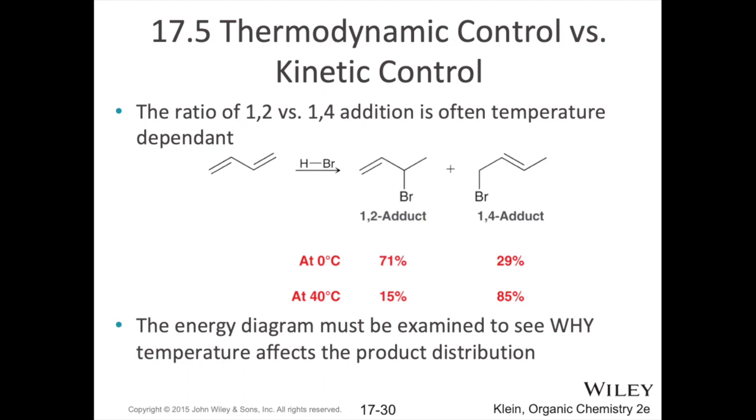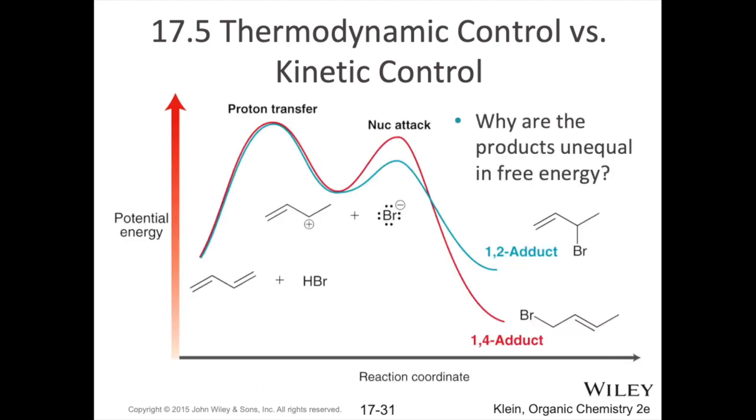Okay, now how do we control the production of these adducts? Well, it turns out that this is temperature dependent. So at low temperatures, we tend to get the 1,2 adduct. At high temperatures, we tend to get the 1,4 adduct. Okay, now to understand why, let's have a look at a reaction potential diagram. Look at the energy involved.